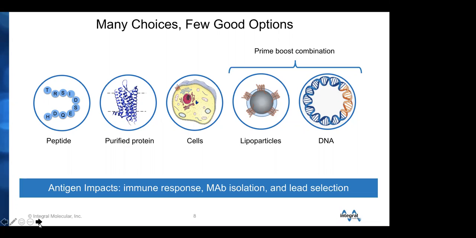Cells can and have been successful, but have their own challenges. And as Ross will discuss in more detail, we find using a combination of DNA and lipoparticles for immunization gives a robust and reliable immune response. Importantly, both antigen sources maintain the native conformation of the protein of interest. The choice of antigen impacts many important aspects of the project, including the immune response, antibody isolation, and lead selection.